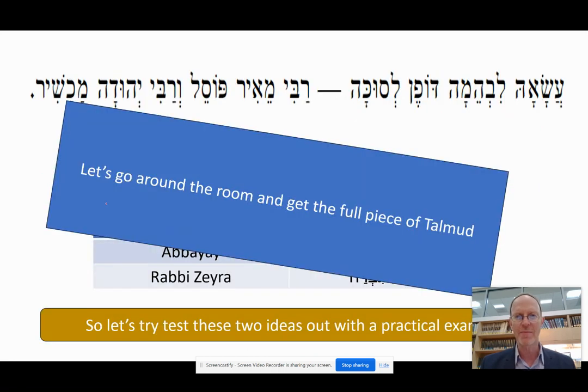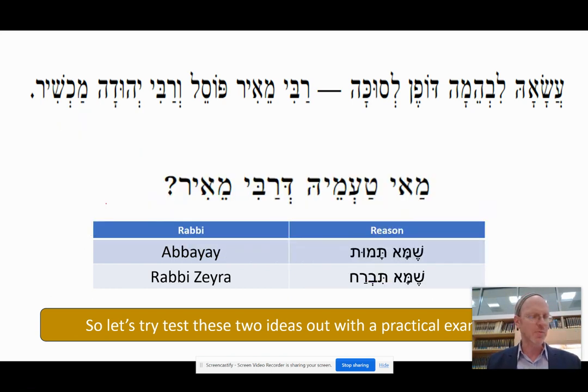Let's move on. So what I did today was we went around the room to try to get a full sense of the Talmud piece that we just studied. So the first thing I asked was, what was the very first part of our Talmud? The very first thing that happens is we have this general statement, which comes from a Braita.